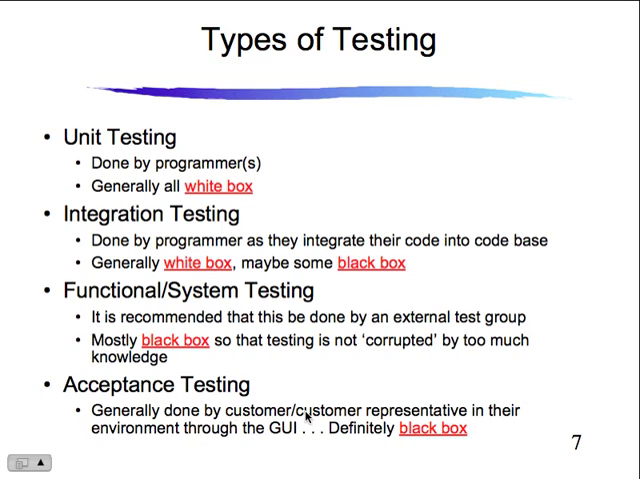Acceptance testing is generally done by the customer. Obviously, the customer is a representative, let's see, of their environment through the GUI, definitely black box. You're not going to do white box to a customer, which is kind of interesting. A lot of people like to show customers source code and stuff. What are they going to do with it?